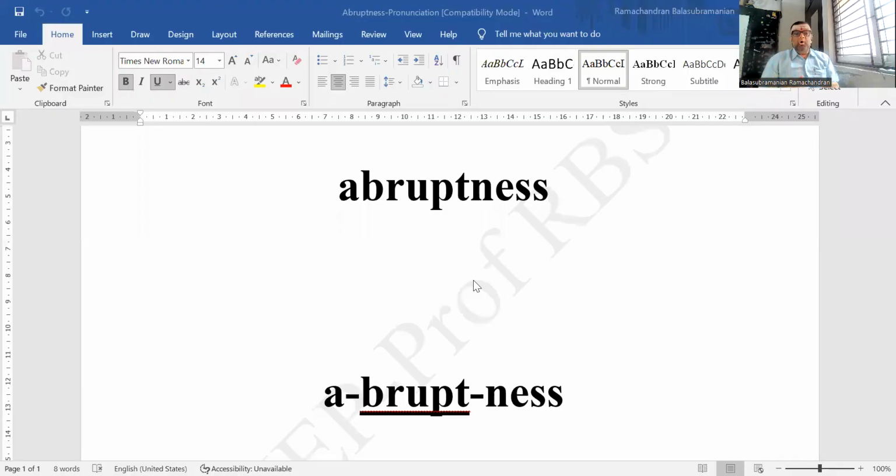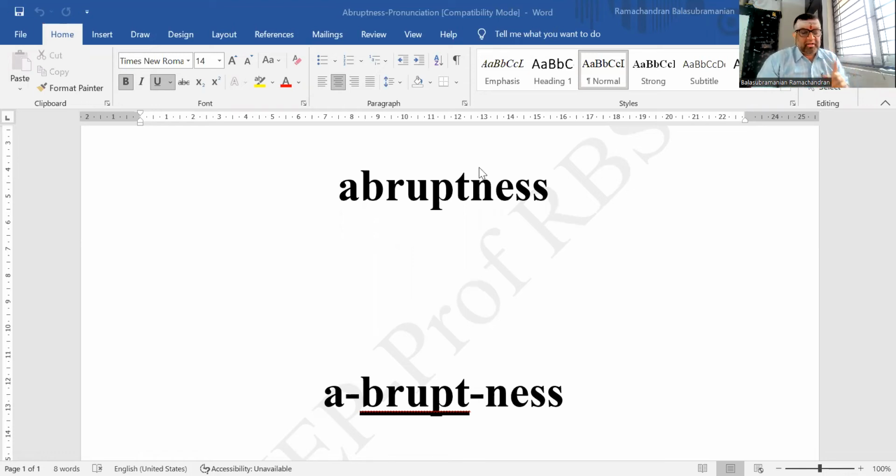This is the 33rd or 34th word that I'm doing, so please look at all the words before you see that video. Yesterday, as I was talking to my pronunciation course students, they were asking me how we pronounce this word. Always pronounce it syllabically. So you'll have to pronounce it like this: a-brupt-ness.